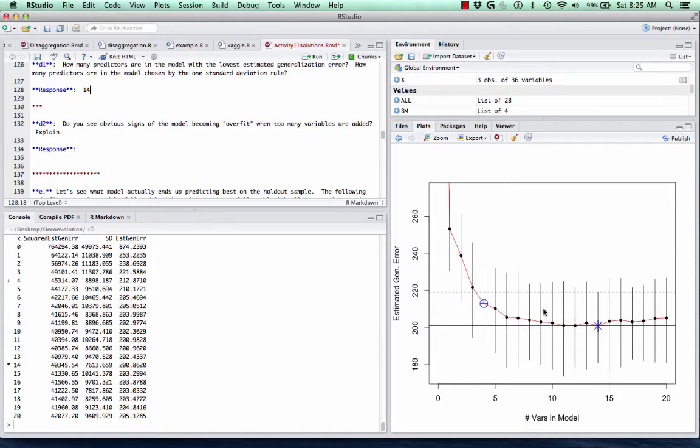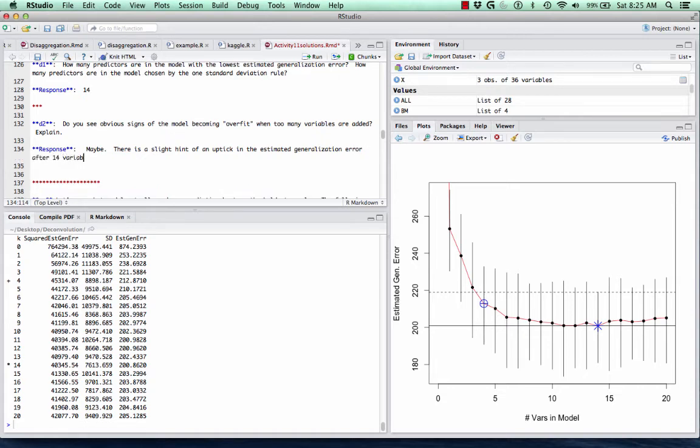And so we see a tiniest bit of hint of that, where we see the generalization error of these models getting smaller as we make them more complex, and then maybe a little bit of getting larger as we increase the number of variables in the model. So my best response here is maybe. There is a slight hint of an uptick in the estimated generalization error after 14 variables are added, but it's not huge.